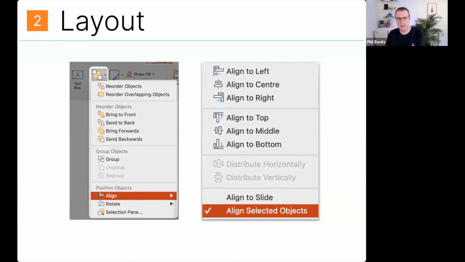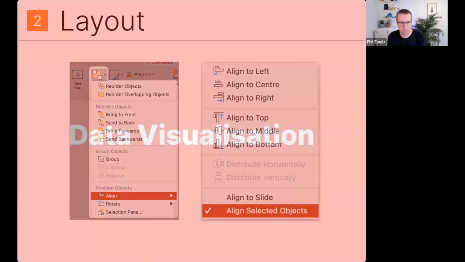Yeah, I was just saying, make sure that you use these tools on everything on all your PowerPoint slides. Make sure everything is aligned, middle, center, etc. Cool.